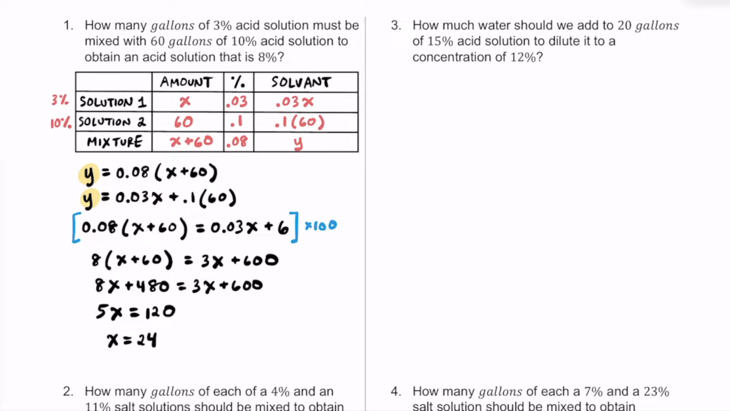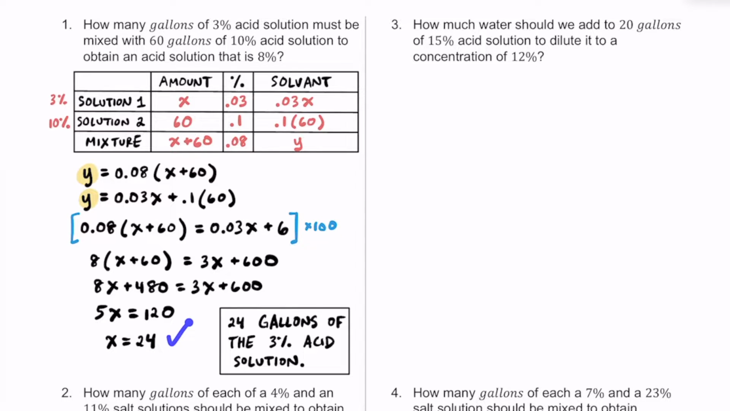All right, so what was that original question? We were being asked how many gallons of that 3% acid solution we needed. Remember, this x right here was representing that, so this is going to be the amount of gallons we need of that 3% solution. So when we found out that x is equal to 24, that means we need 24 gallons of this 3% acid solution. Hopefully this does make sense, because 24 gallons of this 3% solution is definitely a lot less than this 60 gallons of the 10% solution.